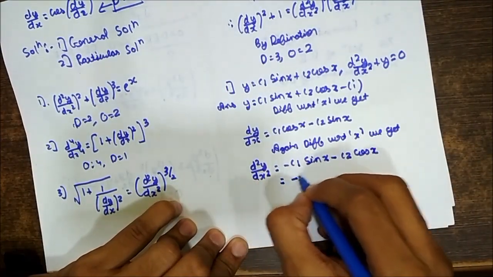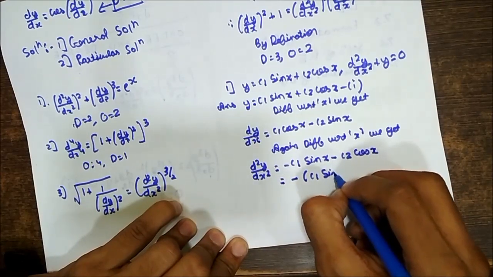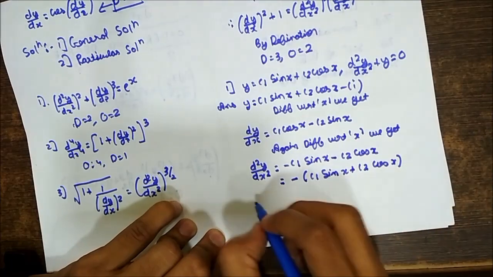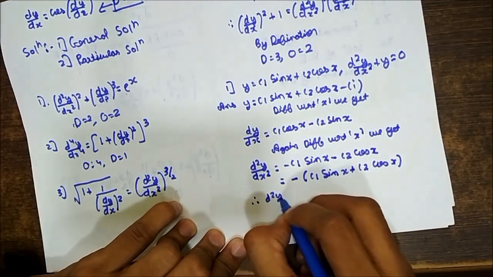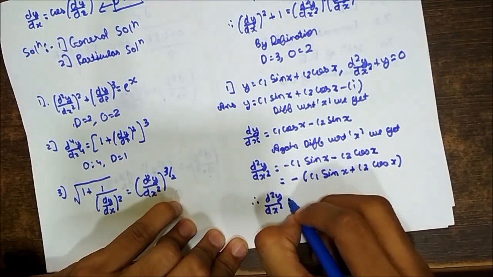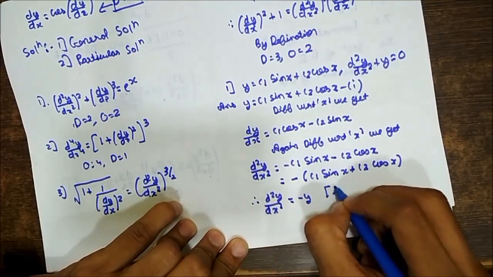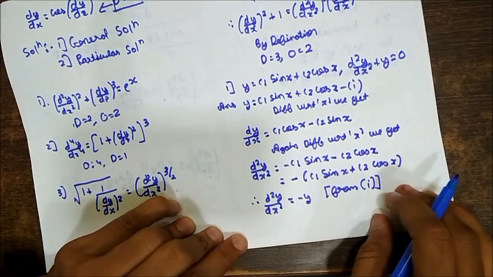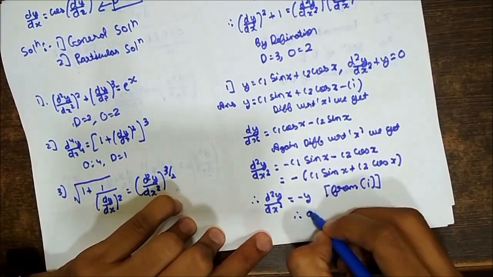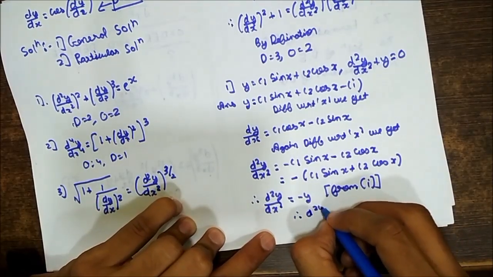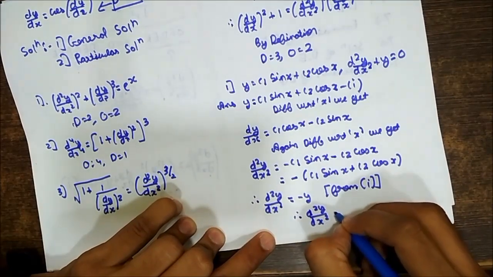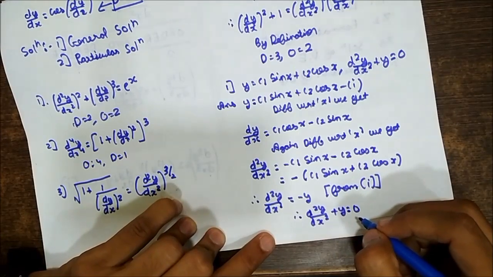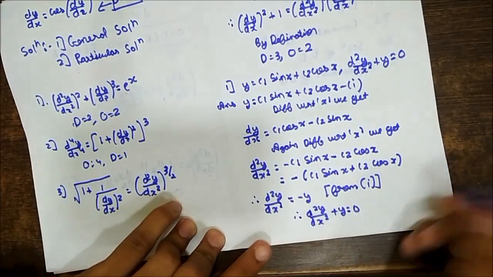that is d square y by dx square is equal to minus c1 sin x minus c2 cos x. So taking minus sign common, c1 sin x plus c2 cos x. So therefore d square y by dx square is equal to minus y from the first equation, as we all know. Therefore d square y upon dx square plus y is equal to 0. Hence the given function is a solution of the given equation.